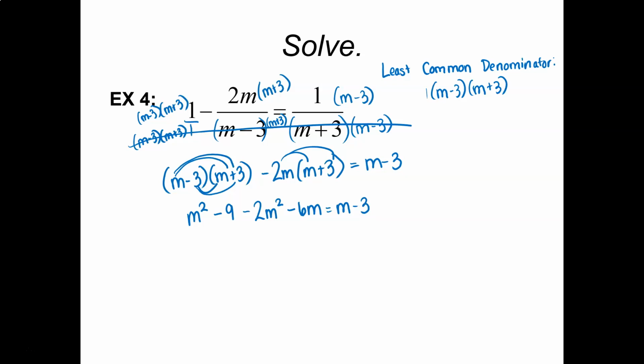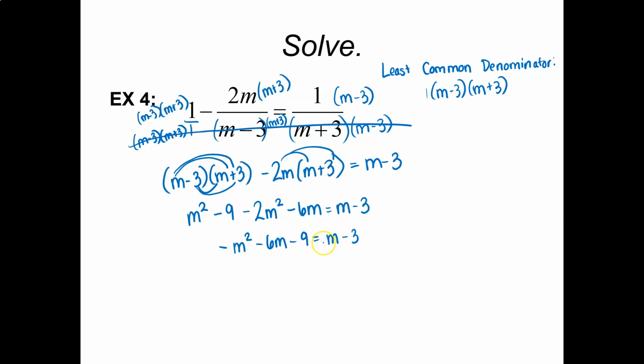We want to combine like terms. So this is going to give us negative m squared minus 6m minus 9 equals m minus 3. What type of equation have we got here? Is this just a regular solving equation, or is this a quadratic? Quadratic. You should end up with one of the two at the end. If you get a cubic, you probably did something wrong.